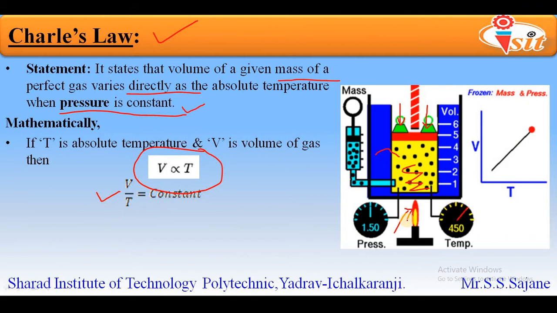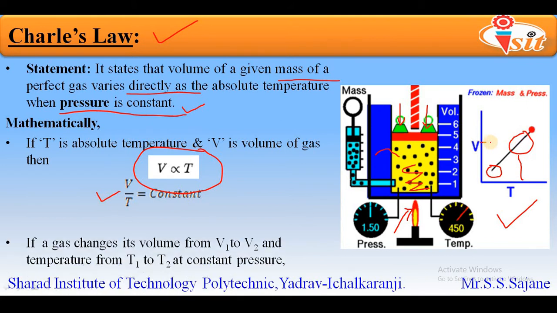The same animation we are again representing on the temperature versus volume diagram. So we can see the graphical representation here. If the temperature of the system is minimum, then at the same time the volume of the gas will also be minimum. And as the temperature goes on increasing, you can also see that the volume of the gas is also increasing. So this is the graphical representation for Charles law.